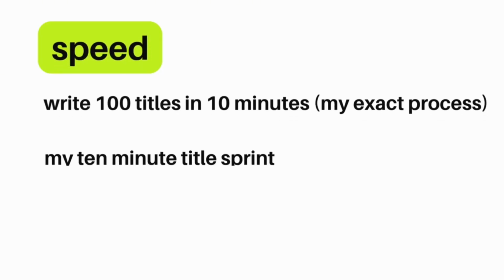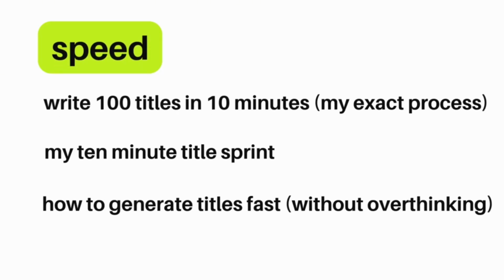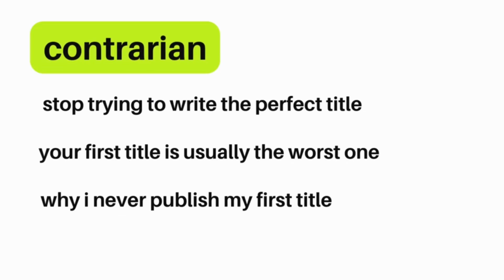So here are some examples for this exact video, and notice same promise, different angles. The speed angle, I said write 100 YouTube titles in 10 minutes, my exact process. My 10-minute title sprint, 100 options, 1 winner. How to generate titles fast without overthinking. Or the contrarian, stop trying to write the perfect title. Your first title is usually the worst one. Why I never published with my first title, etc.